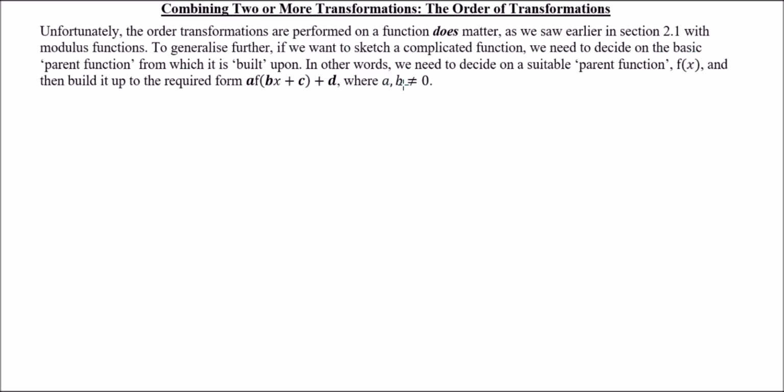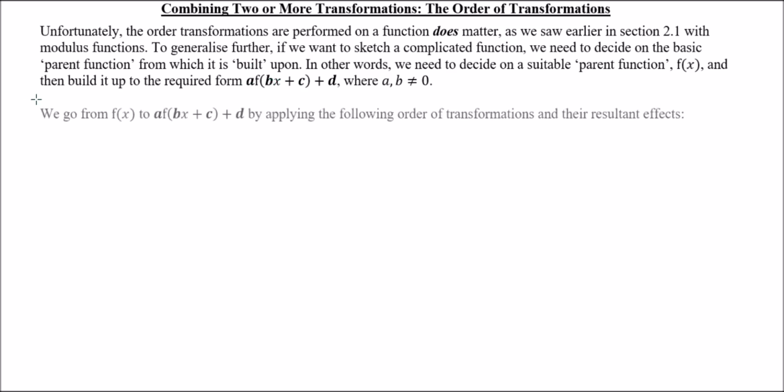A and b need to be non-zero, otherwise it would be a non-function. If a was 0, it wouldn't be a function, and if b was 0, it wouldn't be a function of x. So we go from f of x to this complicated form by applying the following order of transformations and their resultant effects. This is where the order is absolutely crucial. So what do we deal with first? A, B, C, or D? Well, let's have a look.